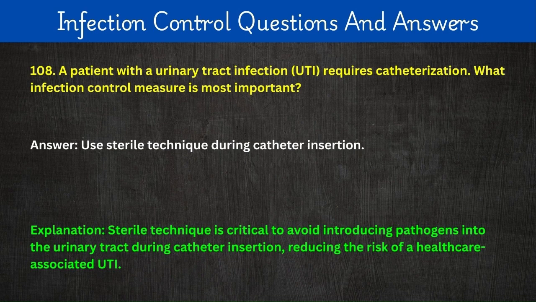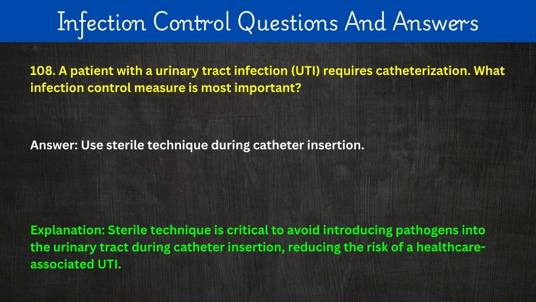108. A patient with a urinary tract infection, UTI, requires catheterization. What infection control measure is most important? Answer: use sterile technique during catheter insertion. Explanation: sterile technique is critical to avoid introducing pathogens into the urinary tract during catheter insertion, reducing the risk of a healthcare-associated UTI.